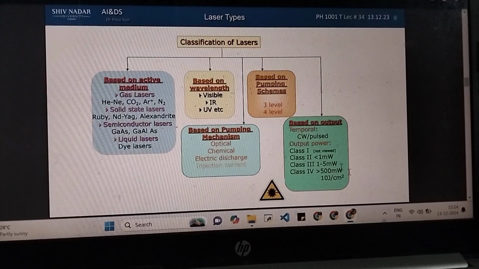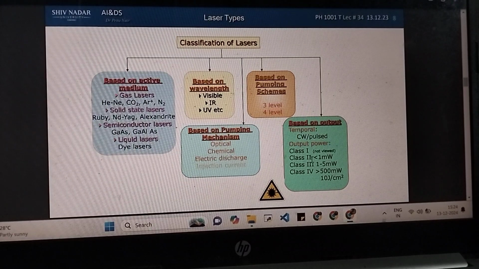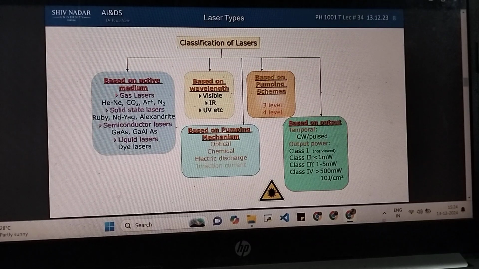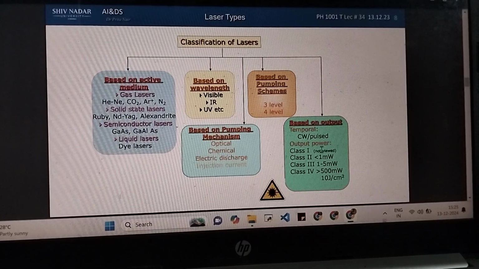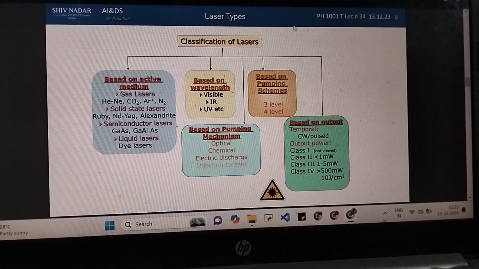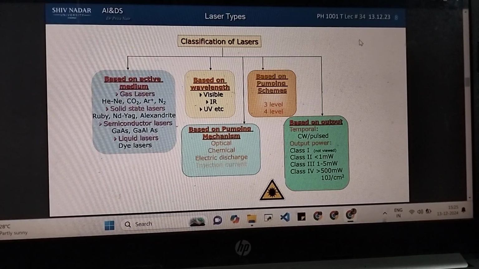And output power, again to remind you, power is intensity times area. So depending upon the output power, it is divided into these 4 categories. So that is how lasers are classified based on different criteria.